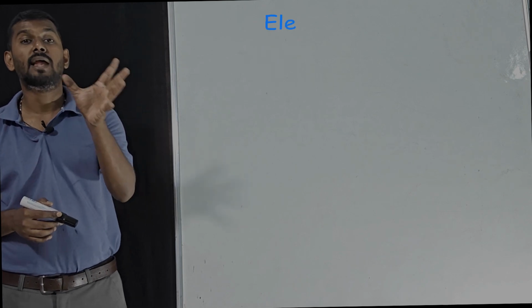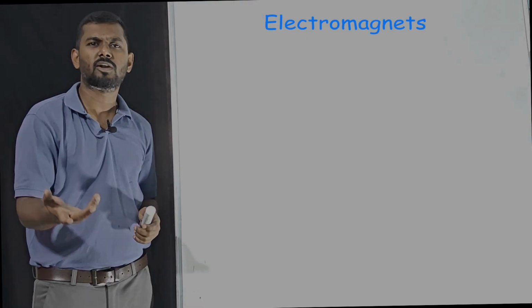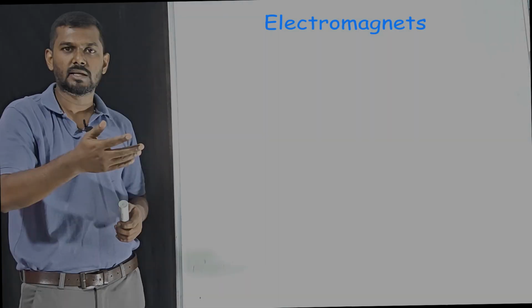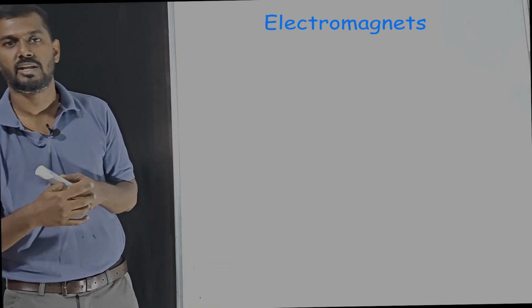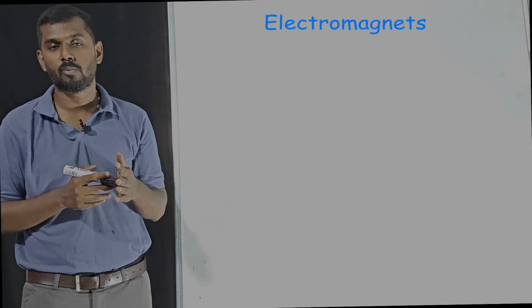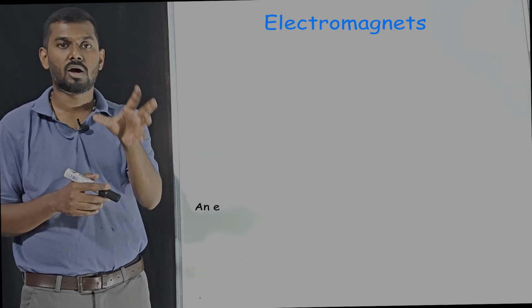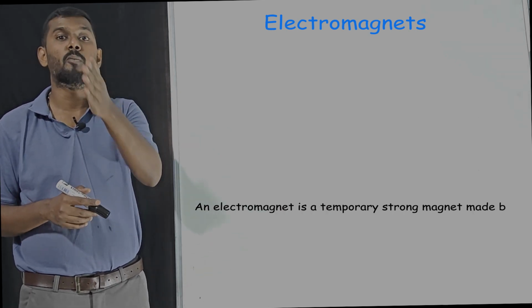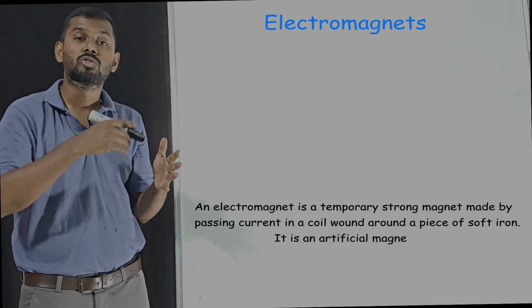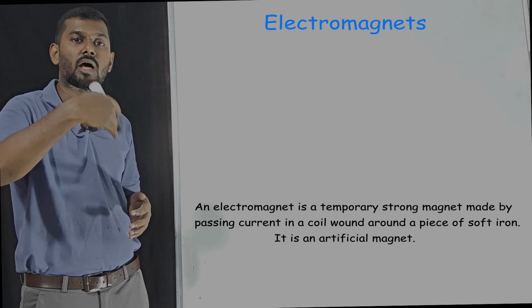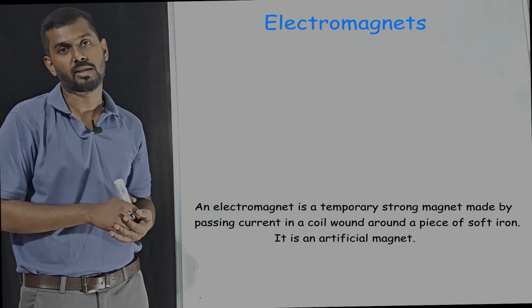Now we'll talk about electromagnets. What do you mean by electromagnets? A normal conductor which is converted into a magnet by passing electricity to it. This is the general definition. So how to define electromagnets? Electromagnets are temporary strong magnets created by passing the current through a coil which is wound around a soft iron.